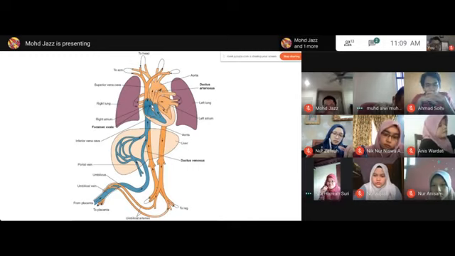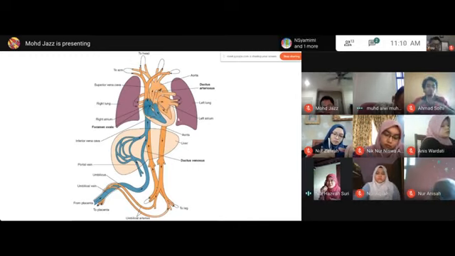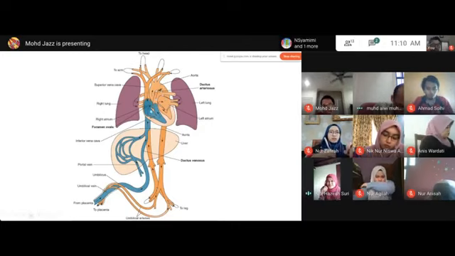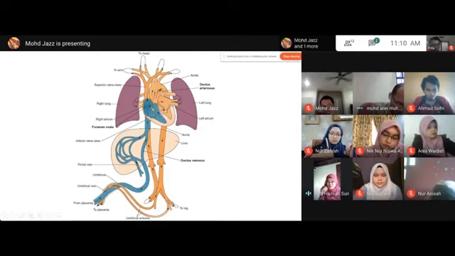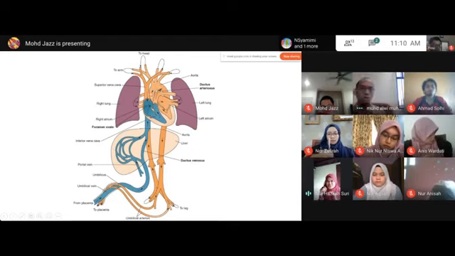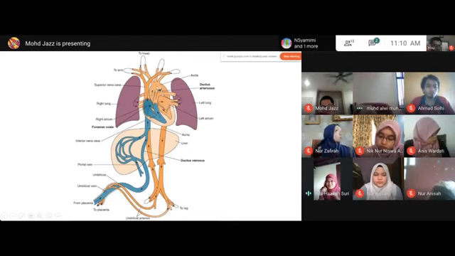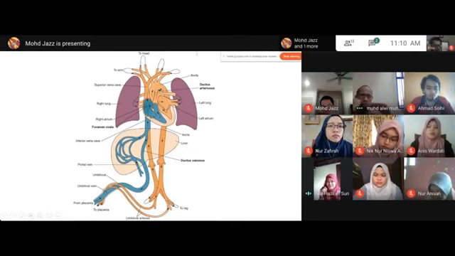So the blood in the left atrium will go through the mitral valve to the left ventricle, and the left ventricular blood will be ejected to the ascending aorta, and then from the ascending aorta, the blood will be supplied to the brain and also the upper part of the fetal body.